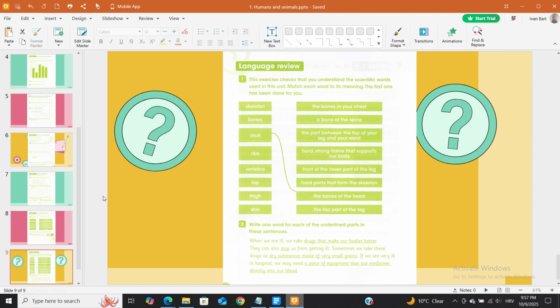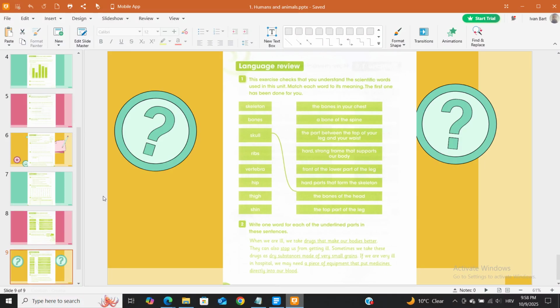Skeleton. Bones. Skull. Ribs. Vertebra. Hip. The bones in your chest. A bone of the spine. The part between the top of your leg and your waist. Hard, strong frame that supports our body. Front of the lower part of the leg. Hard parts that form the skeleton. The bones of the head. Thigh. Shin. The top part of the leg.